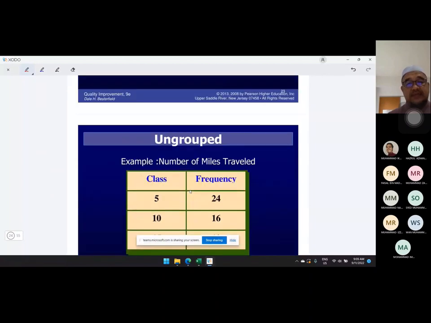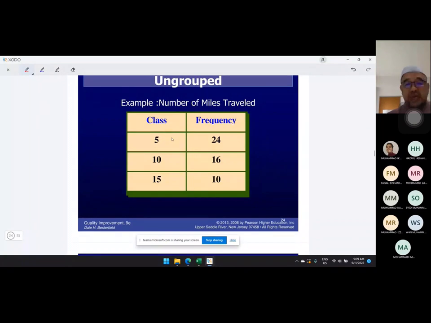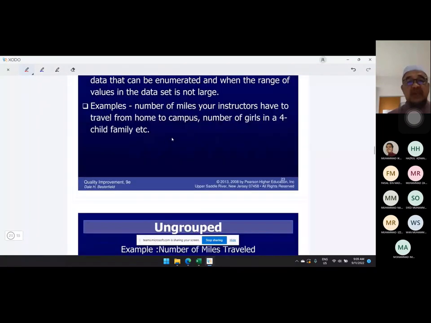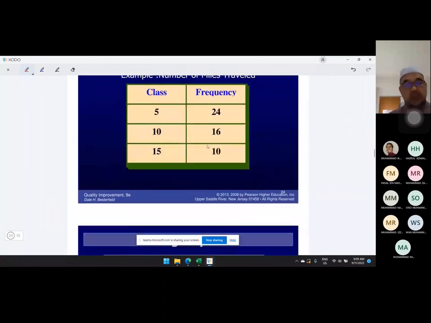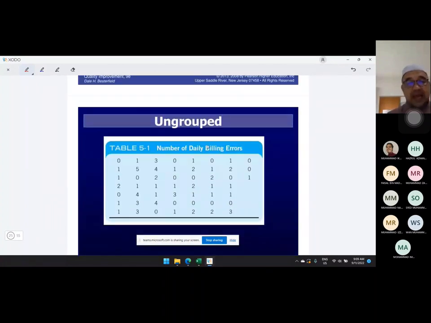So for ungrouped data, for example, this is for data that we can enumerate. If we have the marks for the quiz, 0 to 10, so 0, 1, 2, 3, 4 until 10, we enumerate them. We don't group them into, let's say, 1 to 5, 6 to 10, but we enumerate individual data for that purpose. So that's ungrouped. We do not group them yet.